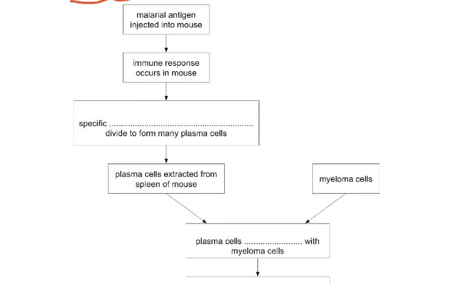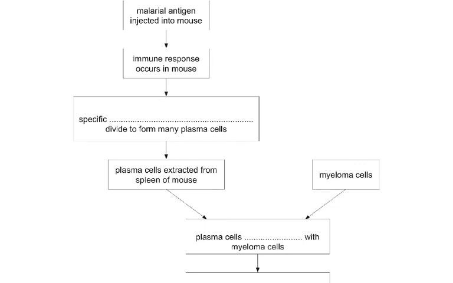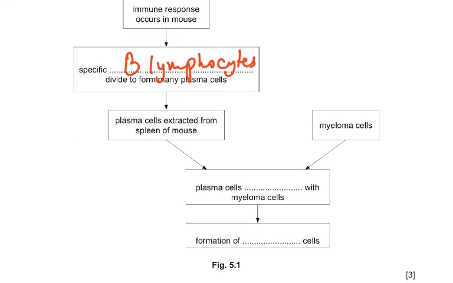Immune response occurs in mouse. Then there's a gap. Specific what? Specific B lymphocytes. So this would be B lymphocytes or B cells. Specific B lymphocytes or B cells then divide to form plasma cells. Plasma cells extracted from spleen of mice. Plasma cells fuse with myeloma cells. Or you can say combine or join or merge.